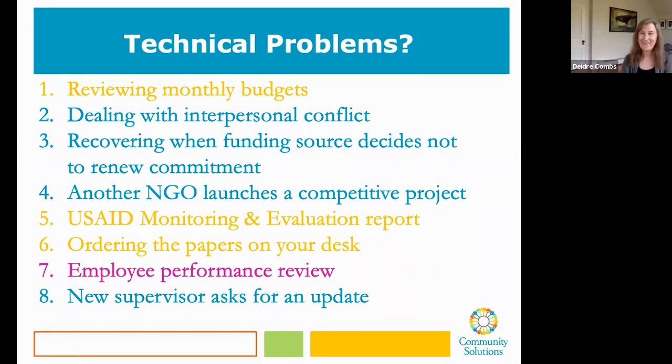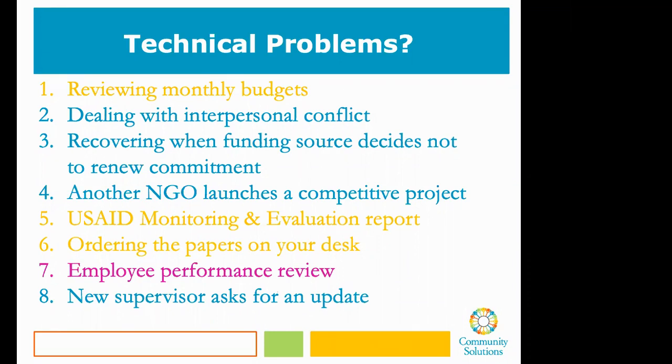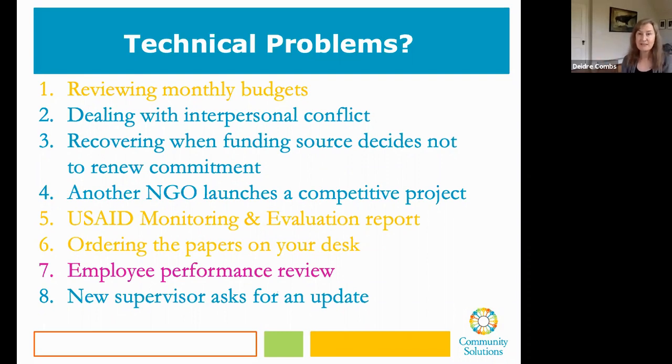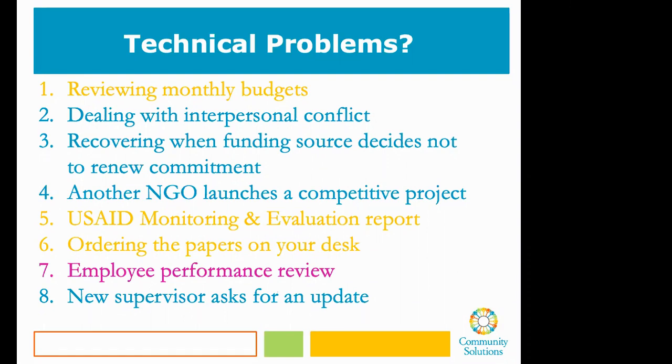And 7. All right, so great noticing, because notice that some of us are thinking, well, that feels like a technical problem. But it could also be an adaptive challenge. So for example, some of us chose 3, recovering when a funding source declines to renew a commitment. If it's a major funding source and we've really been relying on it, that could be a huge adaptive challenge on how we move in the organization. We've seen that 10 times before, and we figured out, yeah.